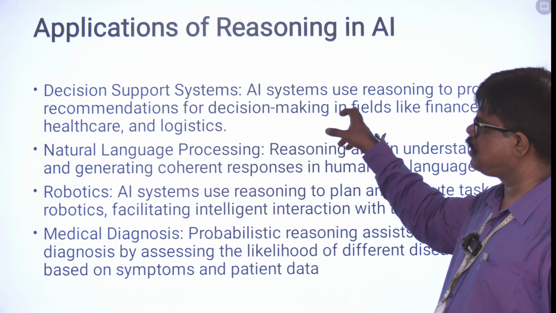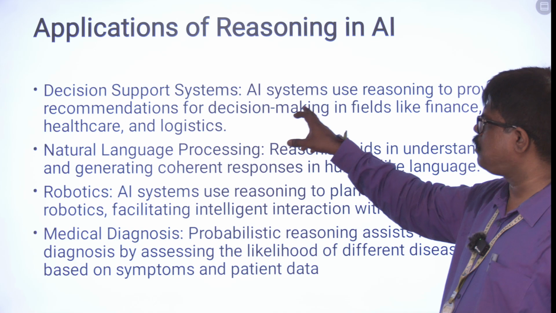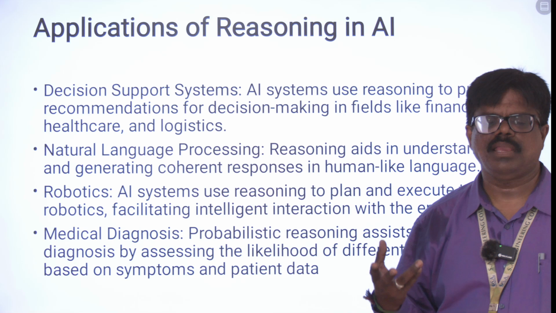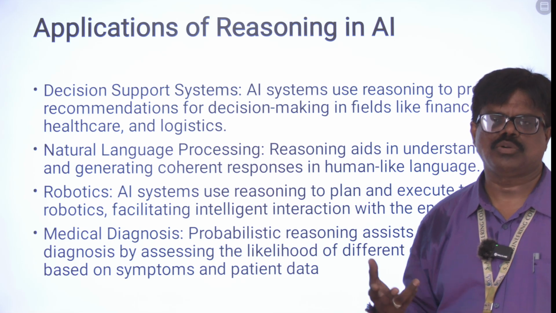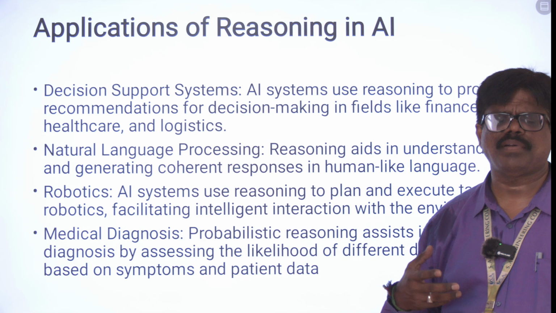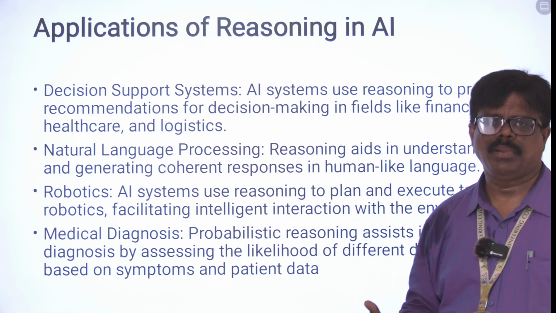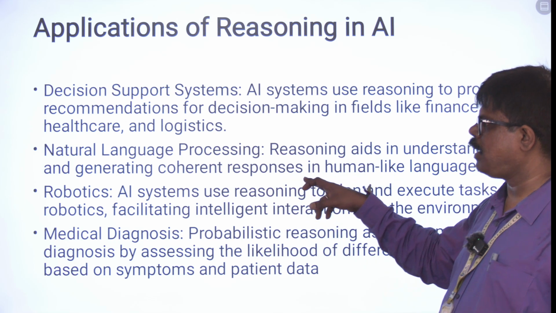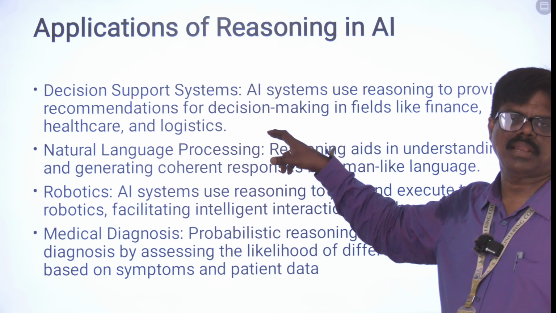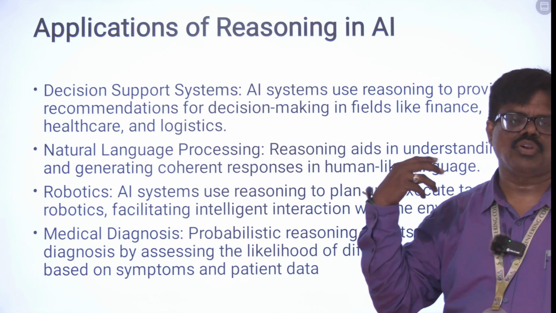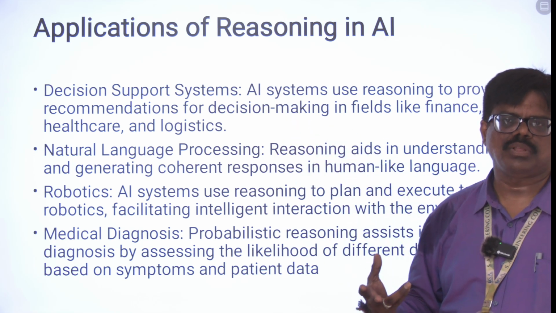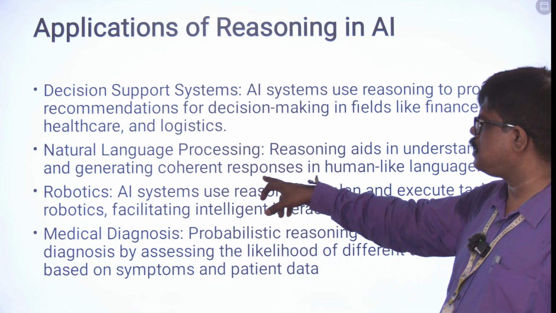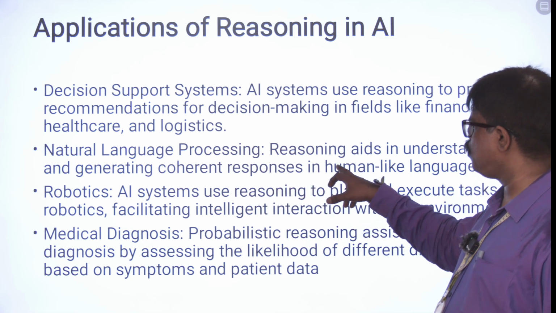Now the applications of reasoning, where it is mainly used. One is decision support systems, where AI is used as a recommendation for decision making. In many application areas like healthcare, insurance, banking, agriculture, wherever there are many applications, AI can use this reasoning technique. NLP also is a part, along with robotics and medical diagnosing. NLP is natural language processing, which is used to communicate with devices through human language, like a translator. Reasoning aids in understanding and generating coherent responses in human-like language.